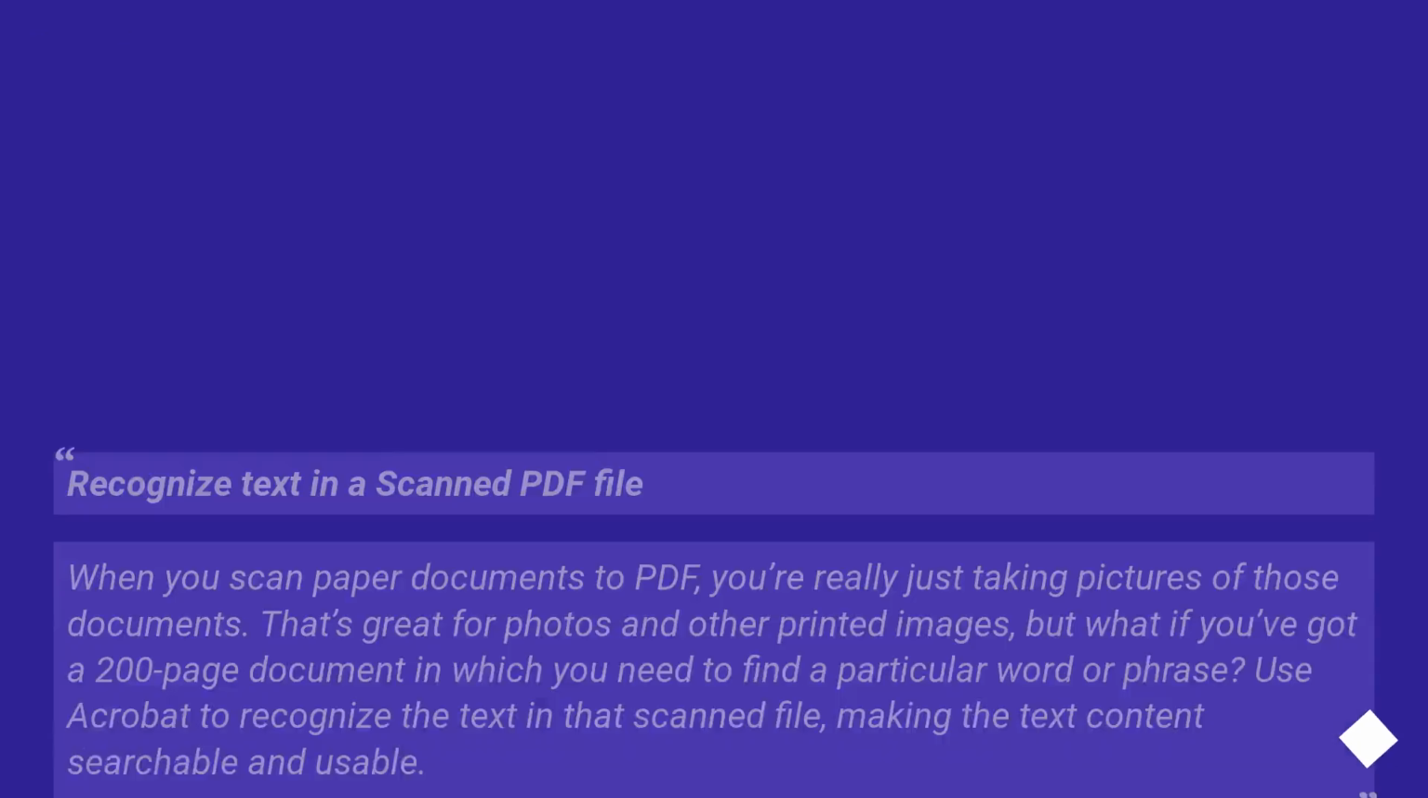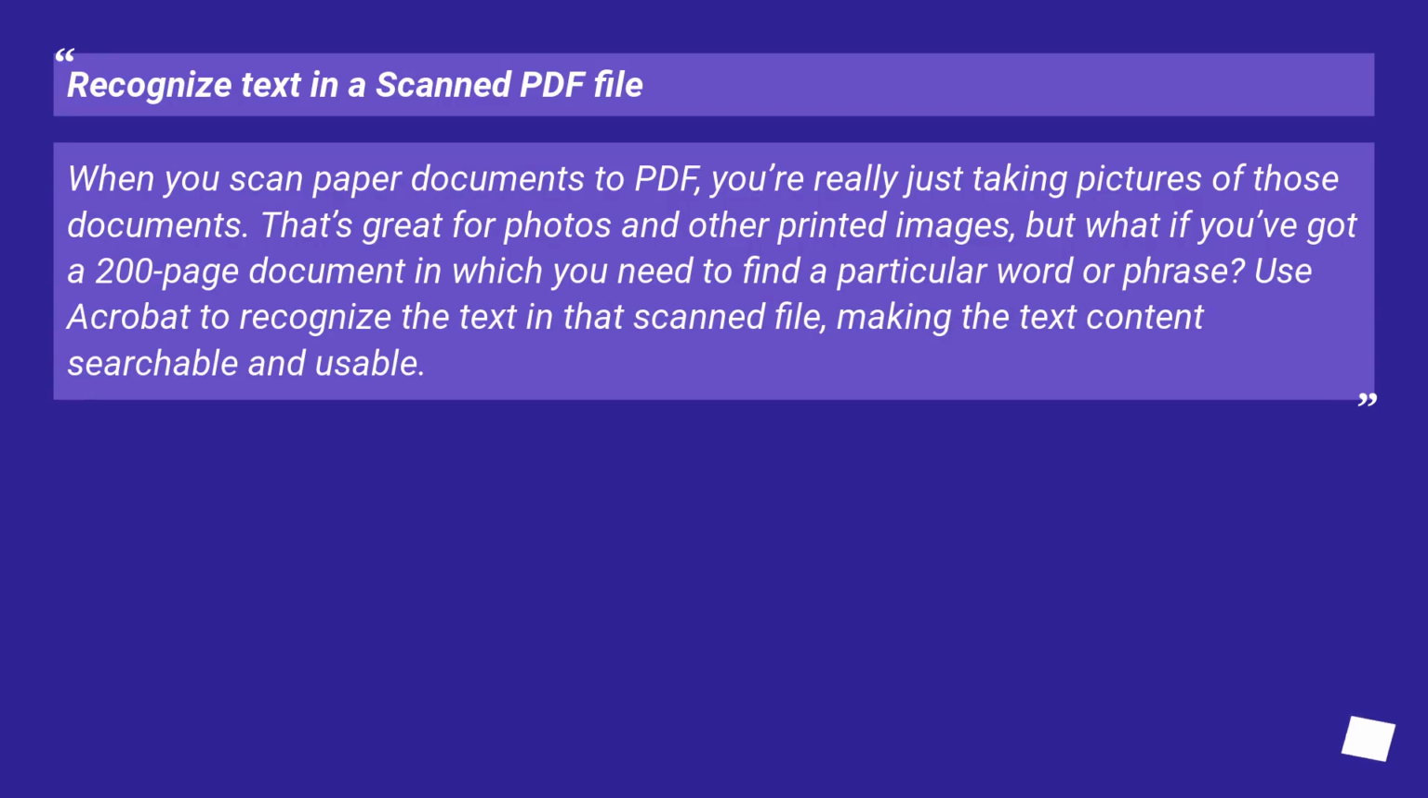From Adobe's website. Recognize text in a scanned PDF file. When you scan paper documents to PDF, you're really just taking pictures of those documents. That's great for photos and other printed images, but what if you've got a 200-page document in which you need to find a particular word or phrase? Use Acrobat to recognize the text in that scanned file, making the text content searchable and usable.